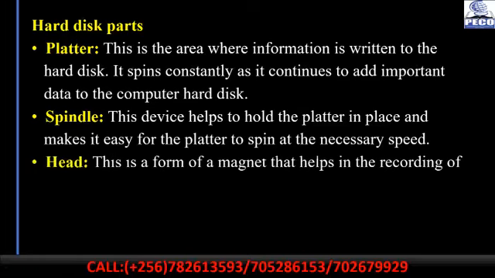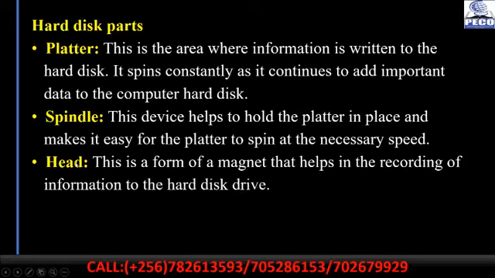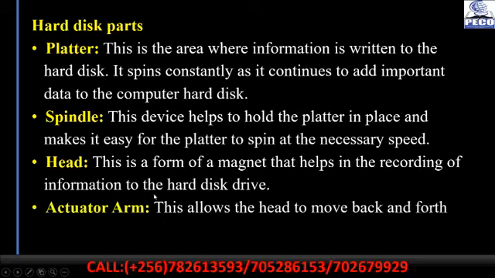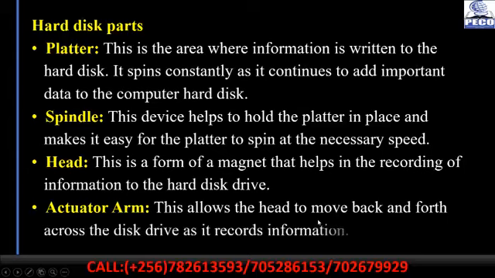Then there is a form of magnetic that helps in the recording, the head. This is the form of magnetic that helps in the recording of information to the hard disk drive. That head, as you look at it in the diagram, is the one that actually writes on the hard disk. Actuator arm. This allows the head to move back and forth across the disk drive as it records information.